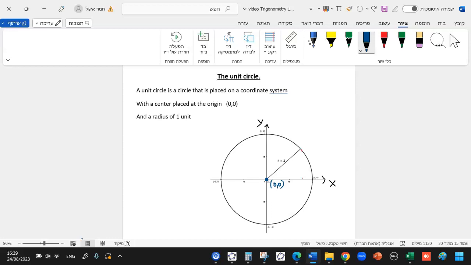We can easily find the coordinates of the intersection points with the axis. This point here has x equals 1 and y equals 0. This point is 0, 1. This one here is x equals minus 1 and y equals 0. And this one has 0 and minus 1.